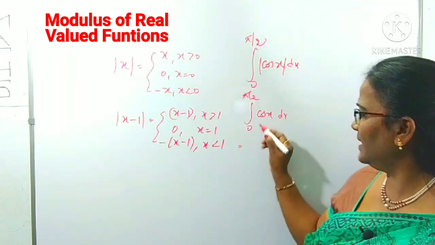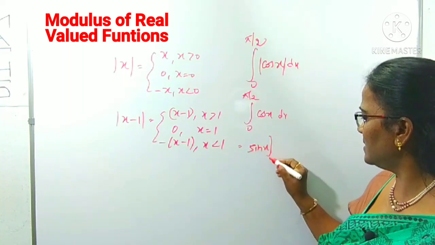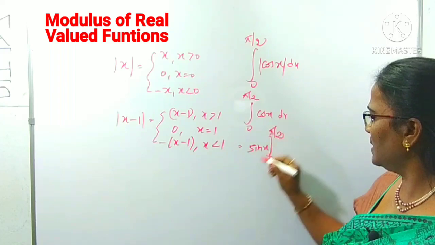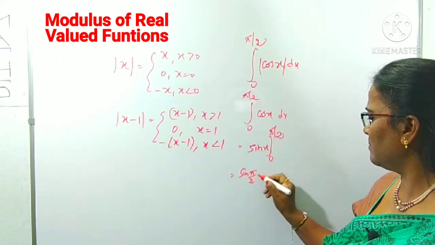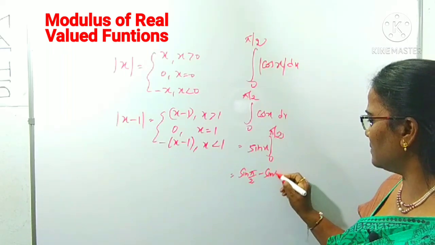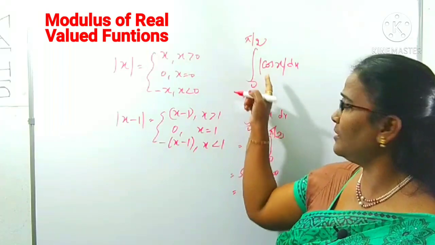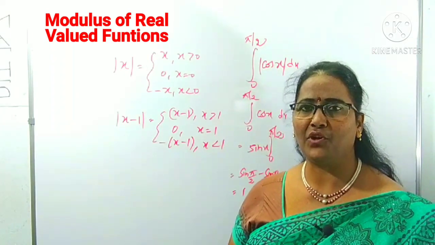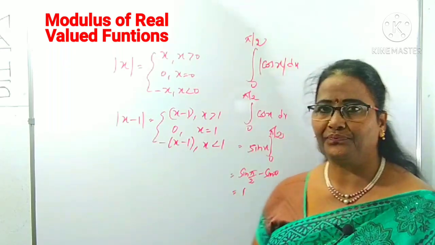Then we can calculate it. Integral of cos x is sin x within the limits 0 to pi by 2. Here we can apply the upper limit sin 90 minus lower limit sin 0. Sin 90 value is 1, sin 0 is 0. So this integral of mod cos x between the limits 0 to pi by 2 is 1.